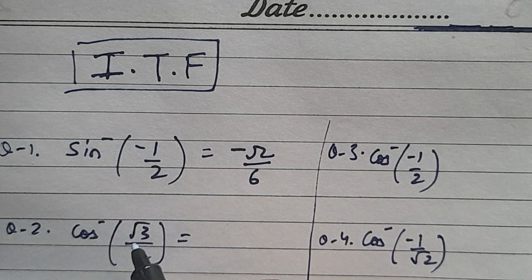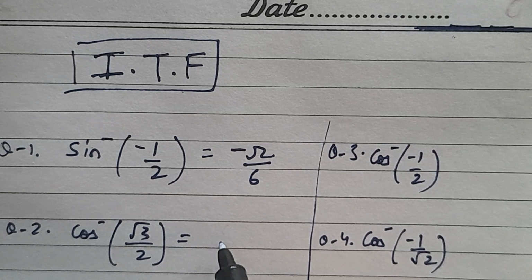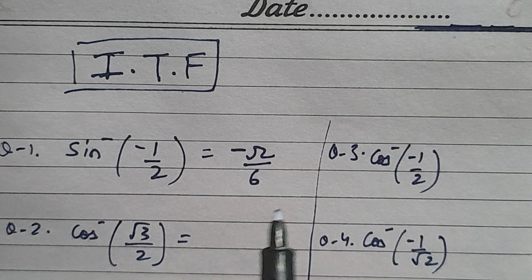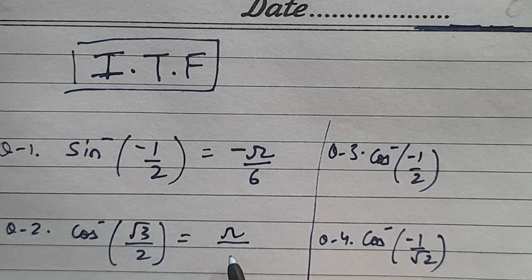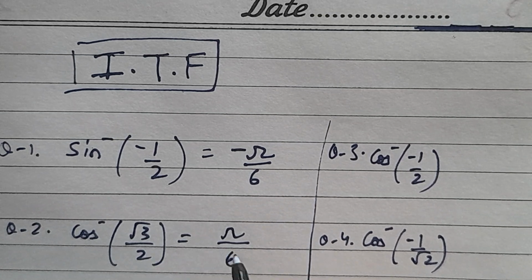Similarly, cos inverse root 3 by 2. The principal value of cos inverse lies between 0 to pi, both included. So cos inverse root 3 by 2 will be pi by 6, because cos 30, that is cos of pi by 6, is root 3 by 2.